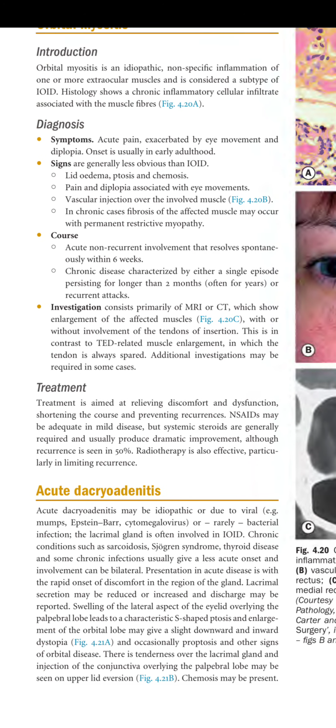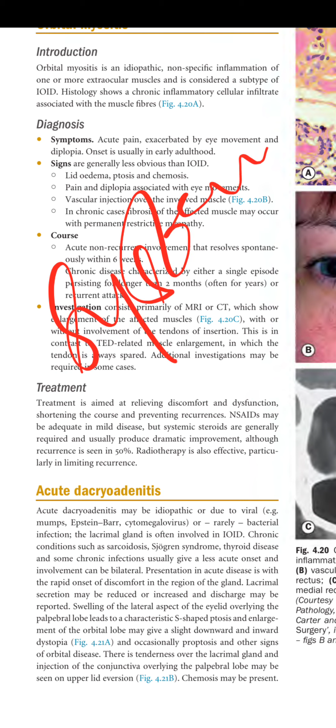Treatment is aimed at relieving discomfort and dysfunction, shortening the course and preventing recurrences. NSAIDs may be adequate in mild disease, but systemic steroids are generally required and usually produce dramatic improvement. Although recurrence is seen in 50%, radiotherapy is also effective, particularly in limiting recurrences. So, the mainstay of treatment of any kind of immunological disease is steroid therapy.